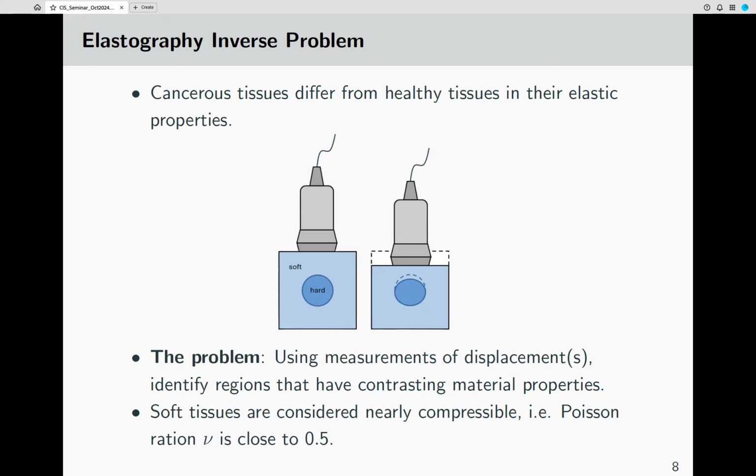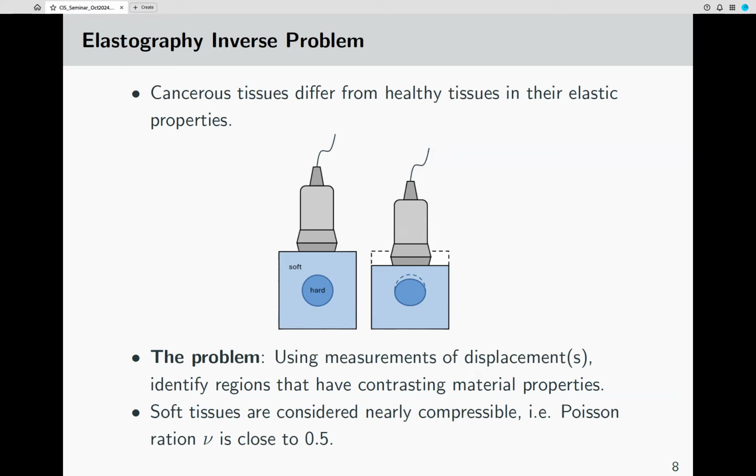So here the goal of studying this kind of problem is that by looking at the measurement, by taking the data, which is displacement, you are trying to tell something about the material properties. So cancerous tissues are known to differ very much in their elastic properties from soft tissues. For example, they are stiffer, on average 5 to 10 times is what I've seen in literature.